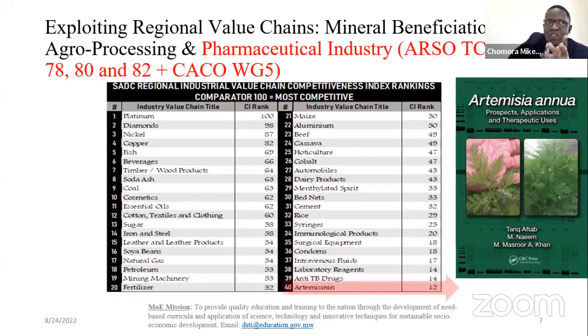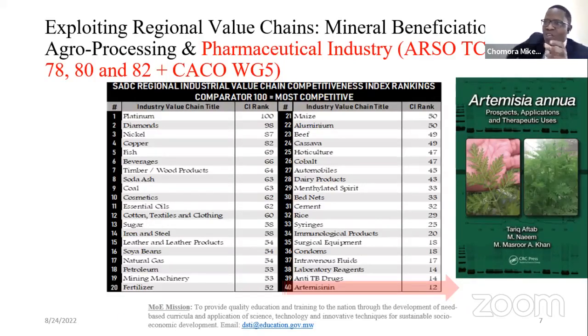For the SADC region, for example, if we look at the 40 identified value chains, the 40th one is artemisinin. And artemisinin is a herb, and this is from Artemisia annua, which is popular in Ghana and also in ECOWAS. It is critical as an example of the African traditional medicine which we should be able to promote based on the pharmaceutical value in there.